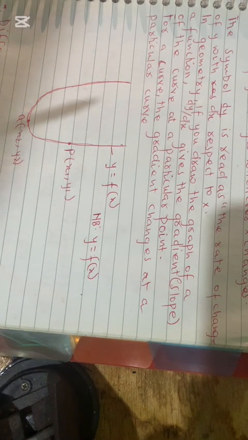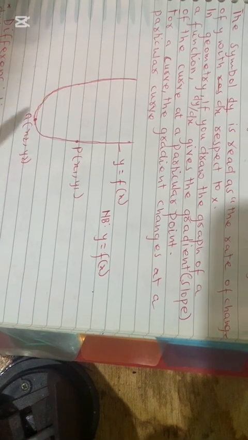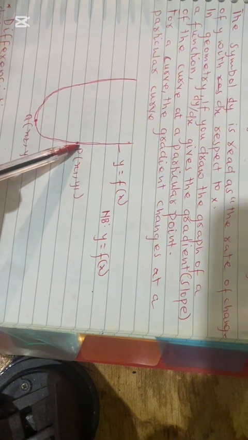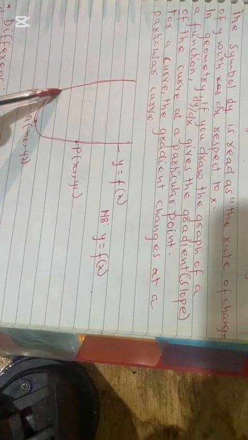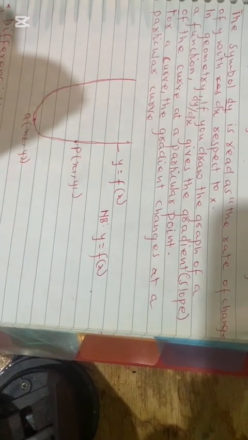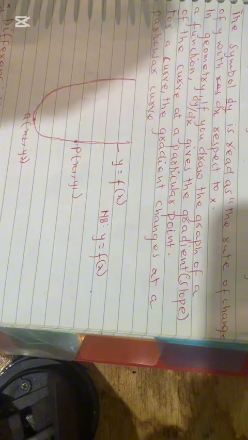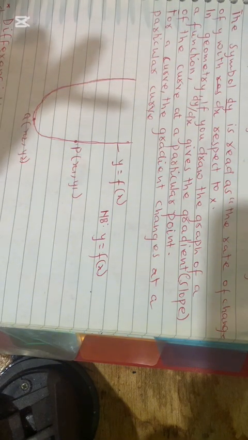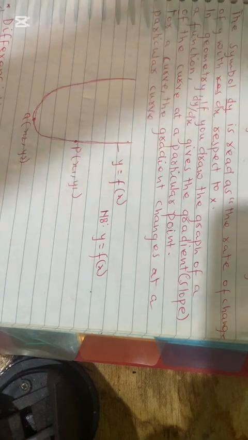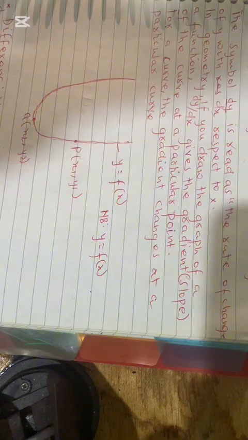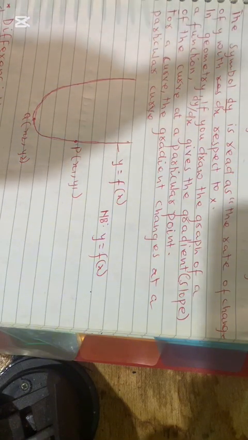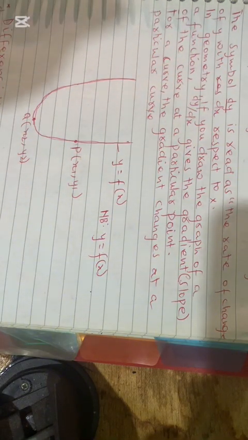But one thing you should know is that for a curve, at each particular point, let's say P here, it has a different gradient. Here too, it has a different gradient. So at each point, the curve has a different gradient. It's not constant as compared with the straight line. For a straight line, at each point when you find the gradient, you're going to have the same answer. So for straight lines, the gradient is constant, but for a curve, the gradient keeps on changing at each point.